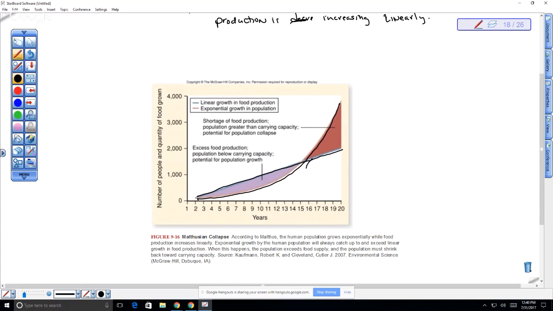And it's interesting that we are still growing. So the question is, have we overshot the carrying capacity yet? And does carrying capacity even apply to humans?